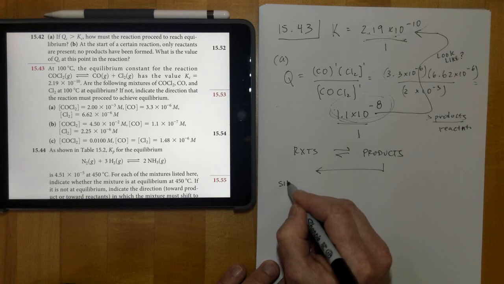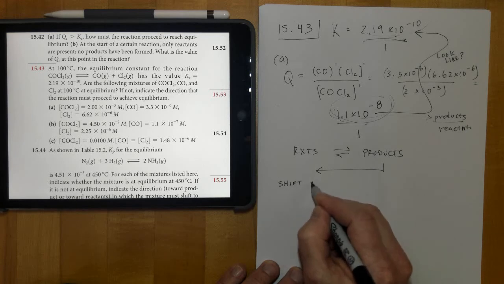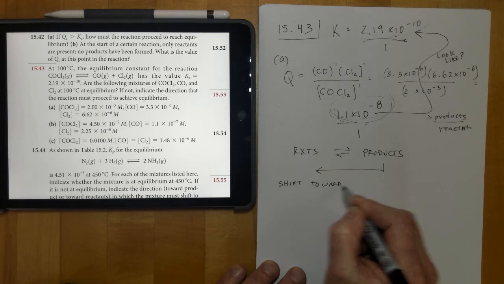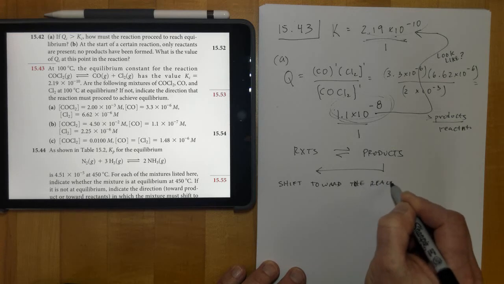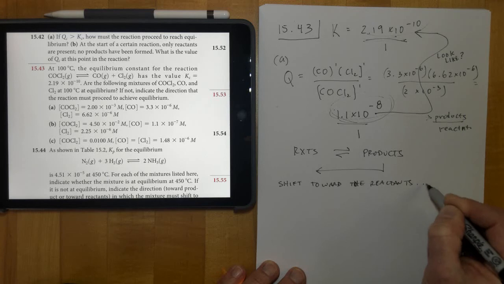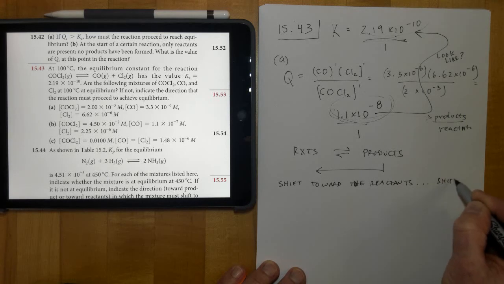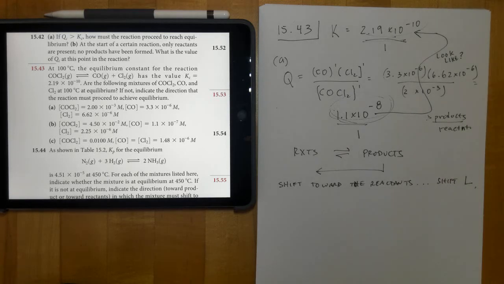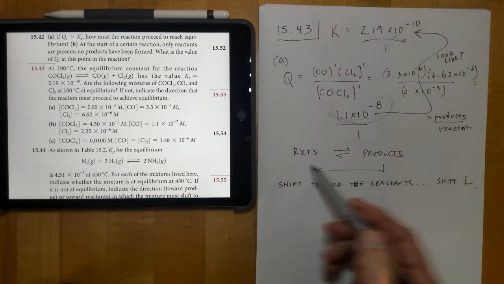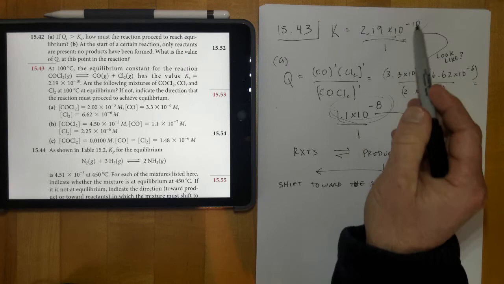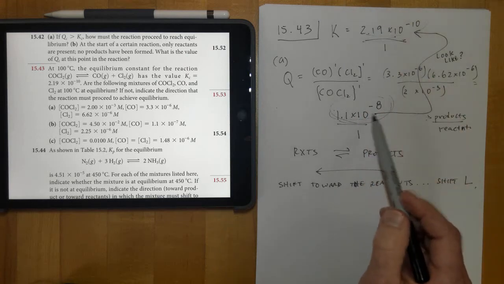And so we say the reaction has to shift toward the reactants. Or what we could also say is shift left. That would be another way of saying that. So it needs to shift towards the reactants to achieve this number right now, because right now it's at this.